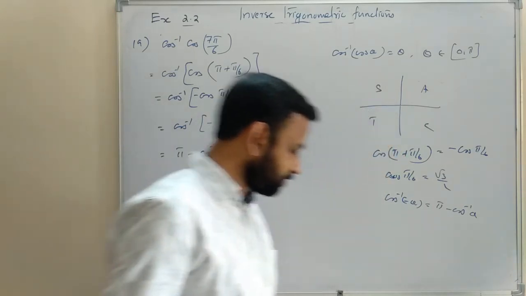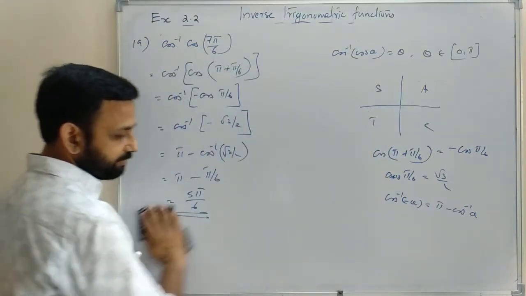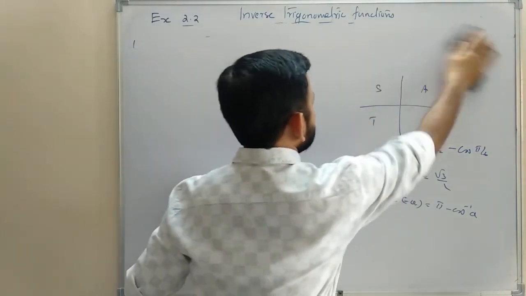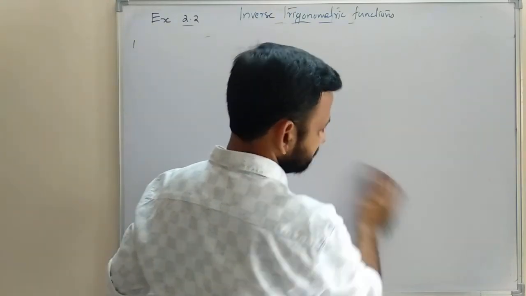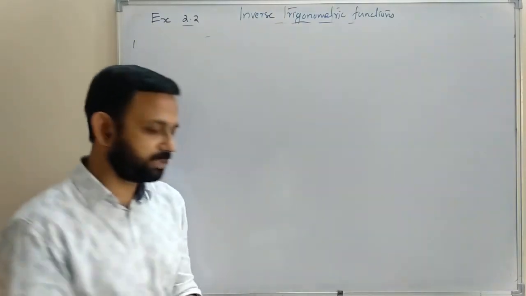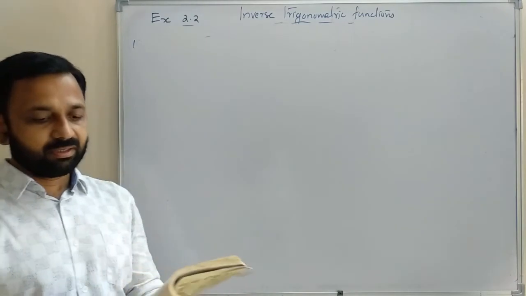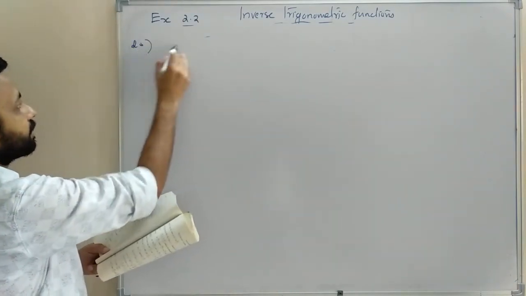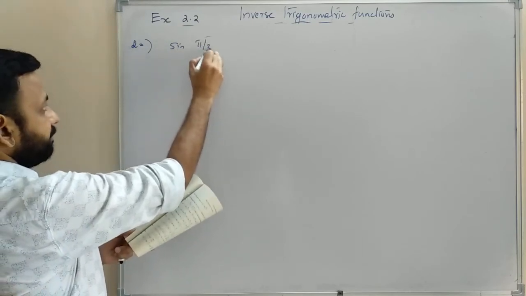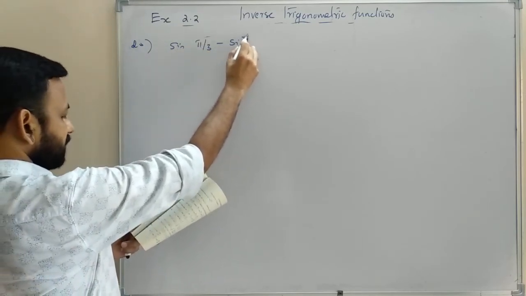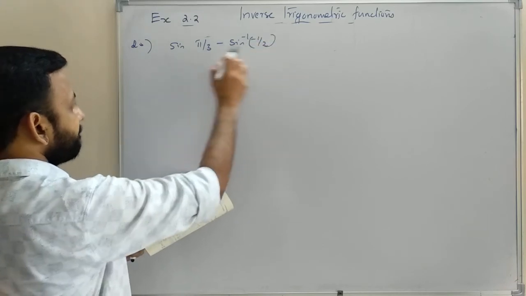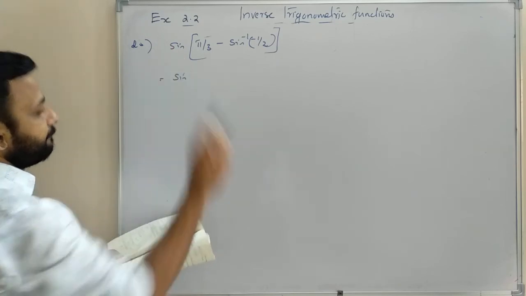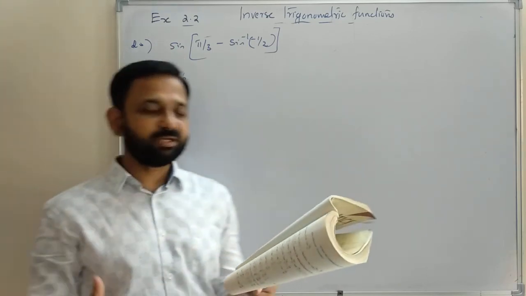Now we have two more questions, question number 20 and 21. Question number 20: find the value of sin π/3 minus sin inverse of minus 1 by 2. That is equal to sin π/3 minus sin inverse minus 1 by 2.